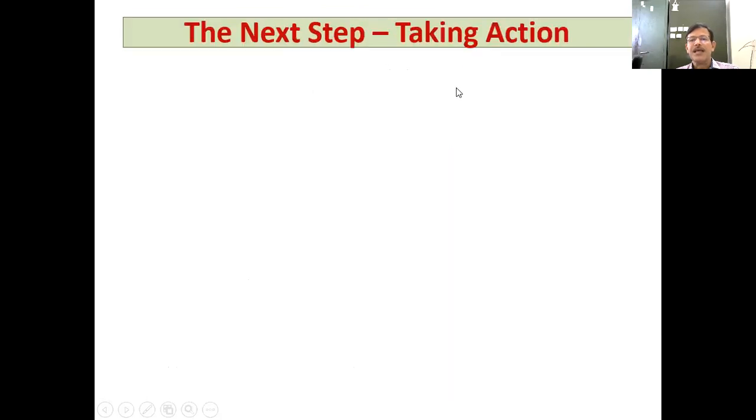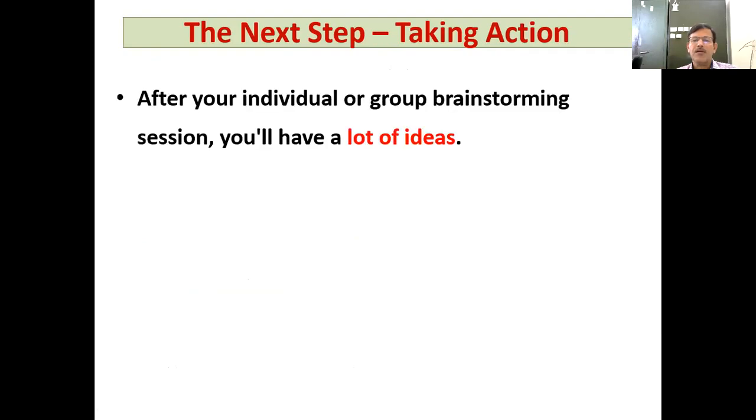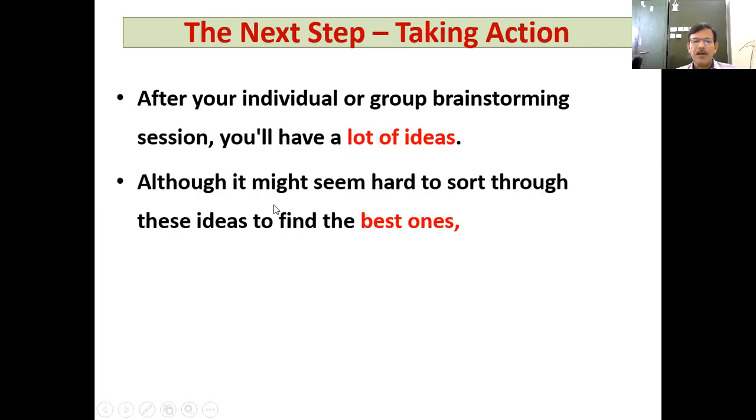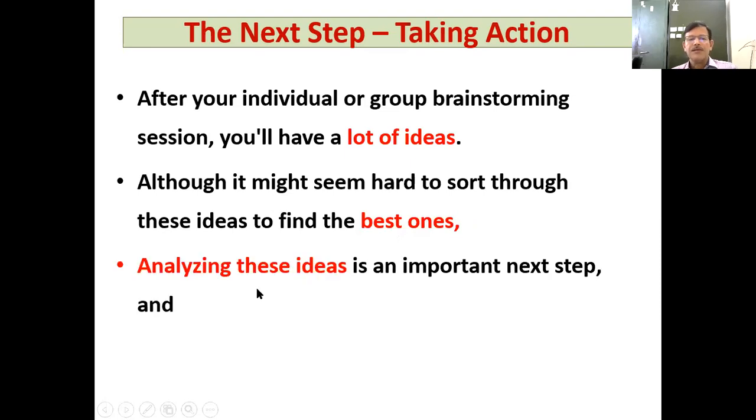So the next step is taking action. Now you have all the ideas and many more new ideas. Now you have to take action: make a decision about the feasible points or solutions. After your individual and group brainstorming session, you will have a lot of ideas. It might seem hard to sort out the best ones. It's not an easy task because many are very similar. So you have to sort out the best ones. This requires analyzing these ideas. It is a very important step.